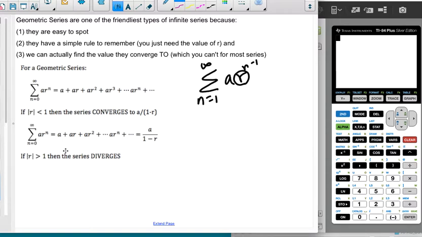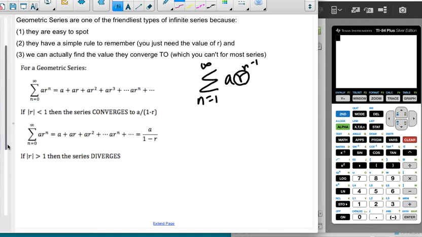So if a geometric series has an r value where the absolute value of r is less than 1, then the series converges specifically to a over 1 minus r. If a series has an r value greater than 1 or equal to 1, but it wouldn't be geometric if it was 1, then the series diverges, right? Because if you're multiplying by 1 every time, it's not actually a geometric series.